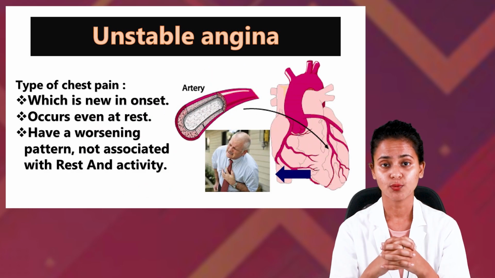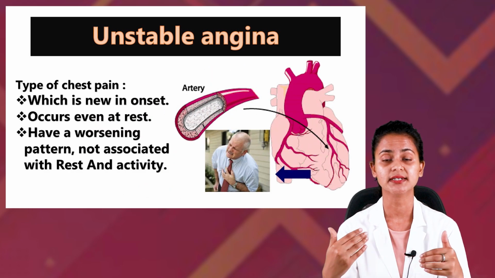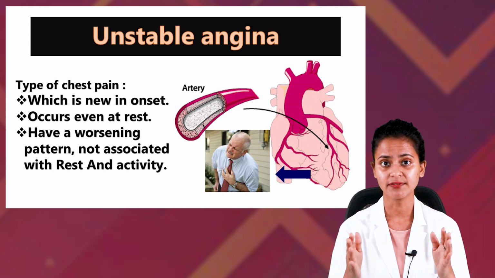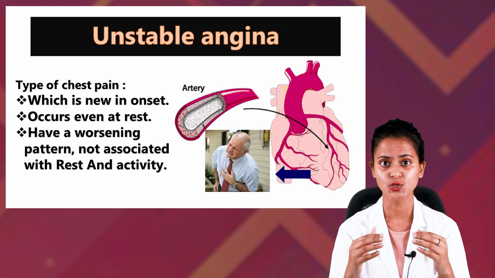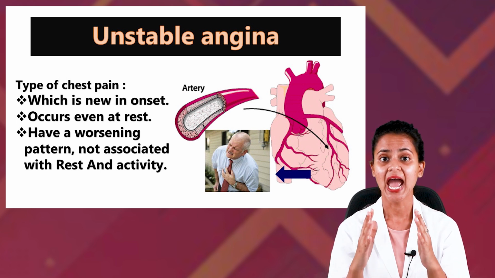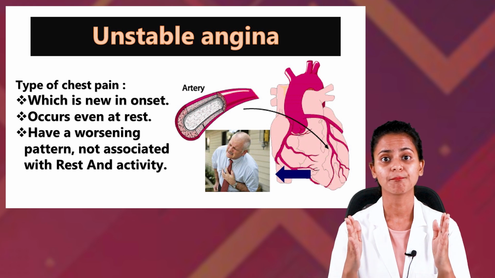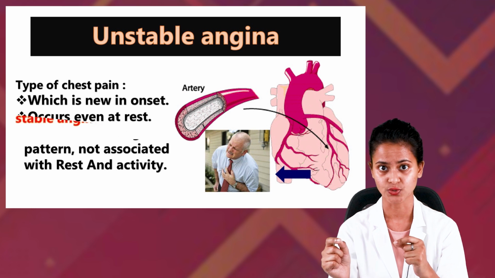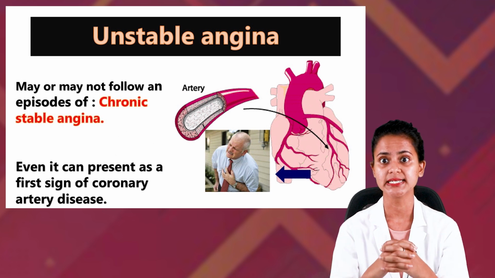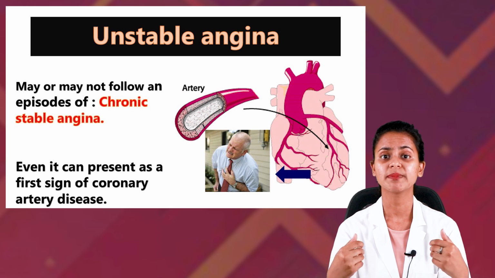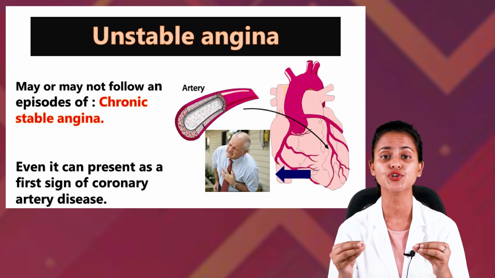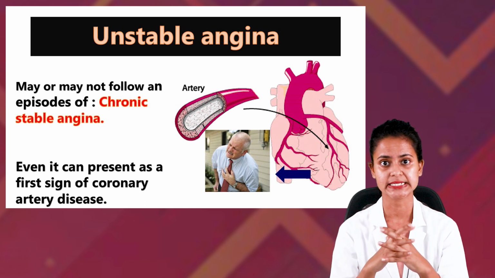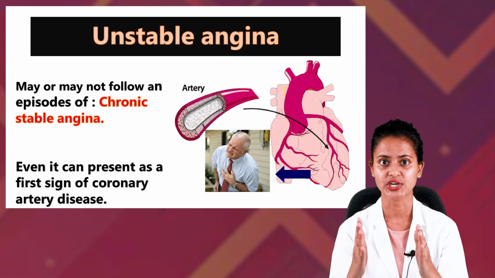Now you have to remember one thing: unstable angina is a kind of chest pain that is new in onset. It can occur at rest or while doing some activities and has a worsening pattern, which basically does not depend on rest or activity. So I'll repeat once again, this unstable angina will have a completely different feature or a completely new onset, even if the person had chronic stable angina before.